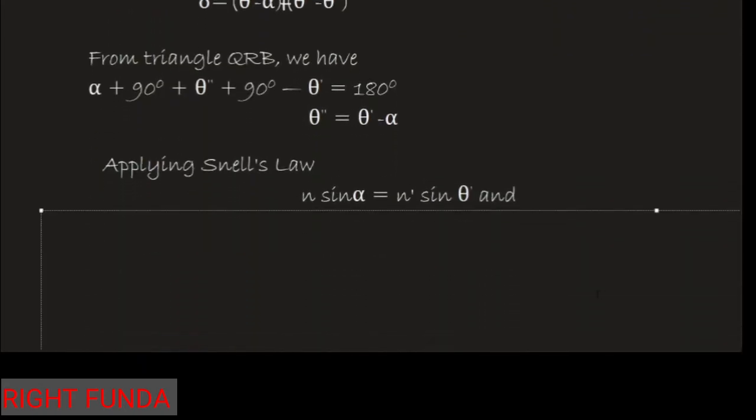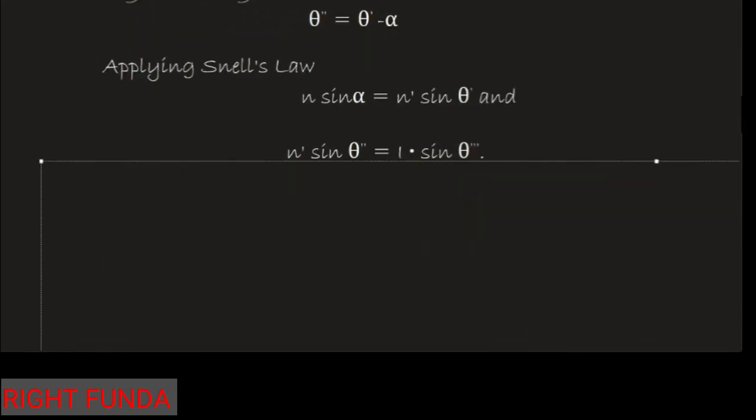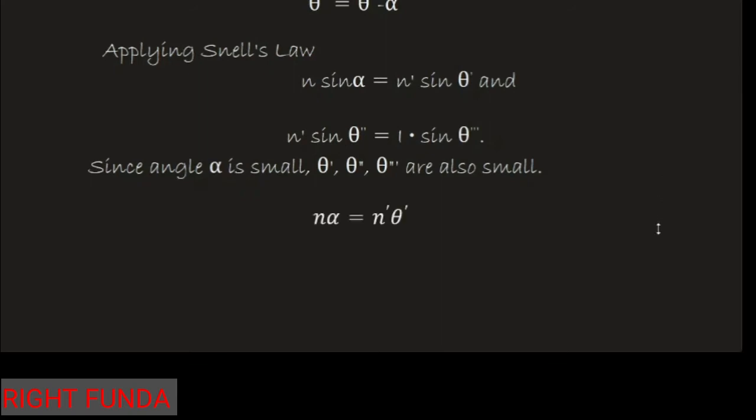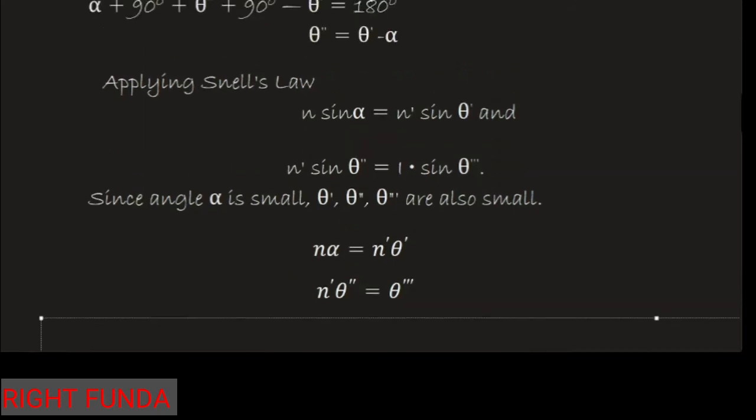So the second equation we can write is n dash sin theta double dash equal to 1 into sin theta triple dash. But here the angle alpha itself is a very small quantity. The thin prism is there, so these quantities are very small. So I will use the thin prism concept: sin theta dash is equal to theta dash, sin alpha is equal to alpha, and sin theta double dash and sin theta triple dash are equal to theta double dash and theta triple dash. If I apply these quantities to the first equation, I get n alpha equal to n dash theta dash. I substitute in this equation, and then I get these equations. So solving, there are three equations I obtained. One equation is here, equation number 1.